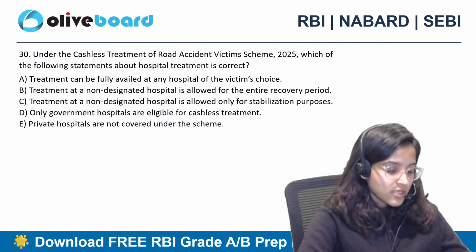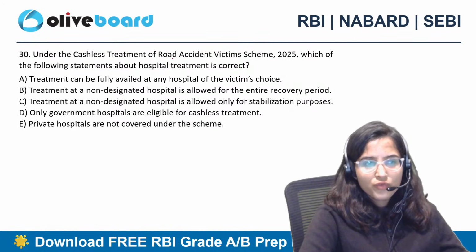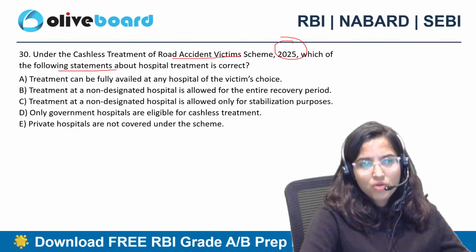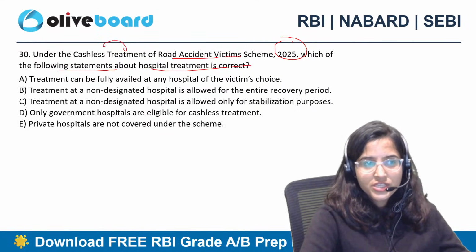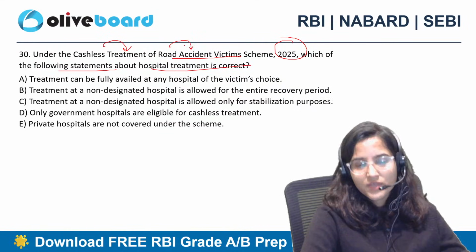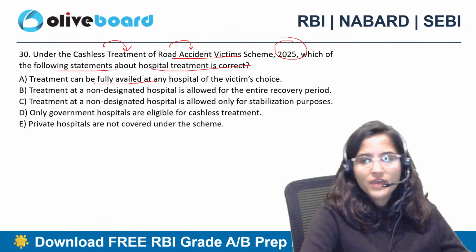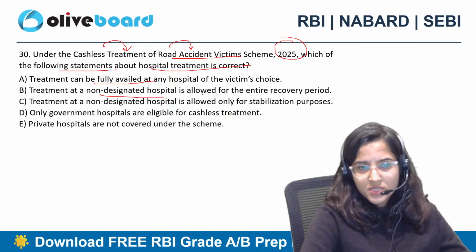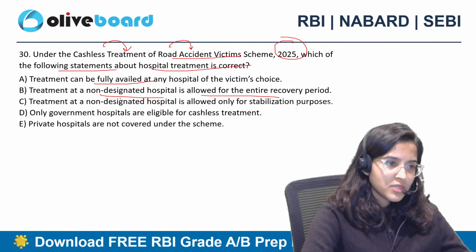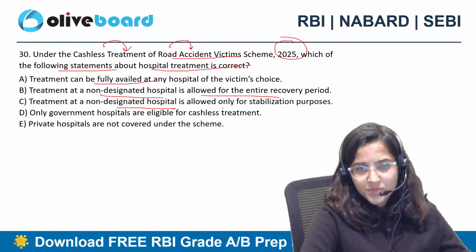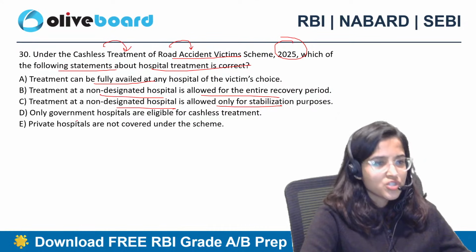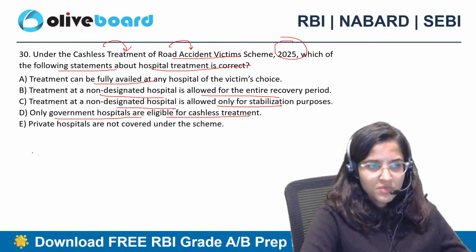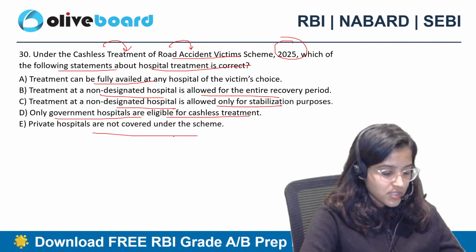फाइन. Under the cashless treatment of road accident victims scheme 2025, which of the following statements about hospital treatment is correct? Cashless treatment of road accident victims. Treatment can be fully availed at any hospital of the victim's choice. Treatment at a non-designated hospital is allowed for the entire recovery period. Treatment at a non-designated hospital is allowed only for stabilization purposes. Only government hospitals are eligible for cashless treatment. Private hospitals are not covered under the scheme.